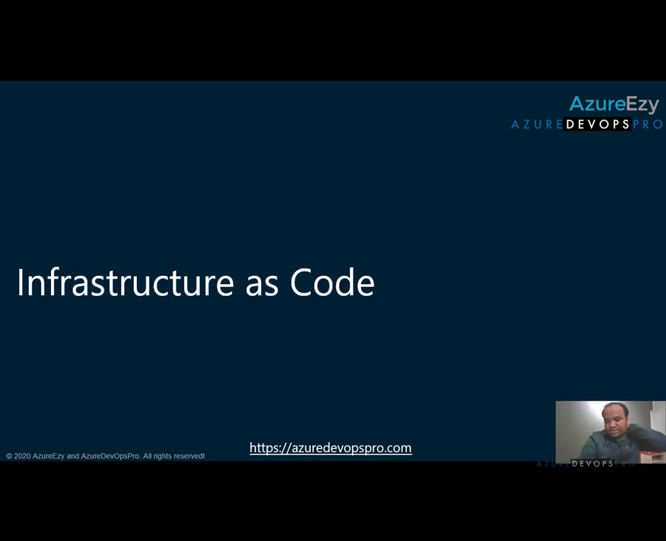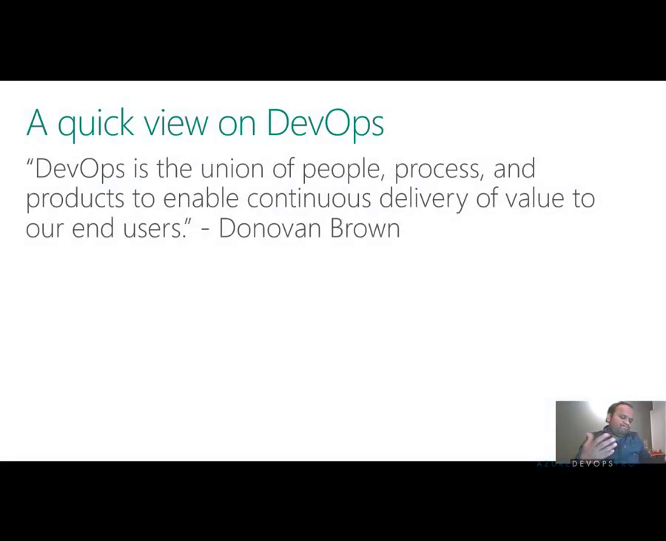So what we are going to discuss is infrastructure as code, coming from the overall DevOps practices. And what DevOps is, I'll just go ahead and give you a basic definition of it. DevOps is the union of people, process, and product to enable continuous delivery of value to our end users. It's coming from Donovan Brown, who is a product manager with Microsoft, and a very well-known person for his contribution in this community.